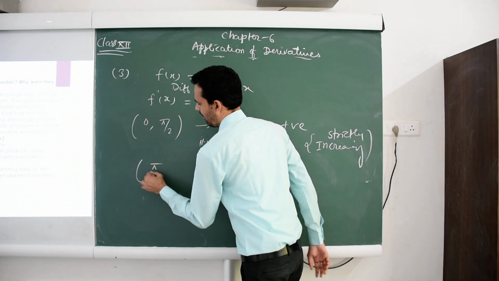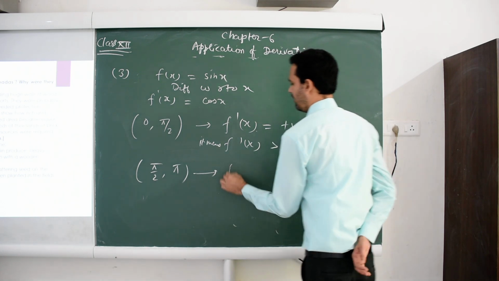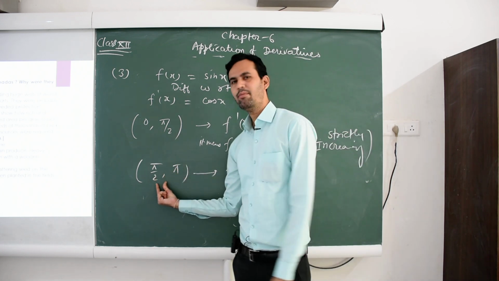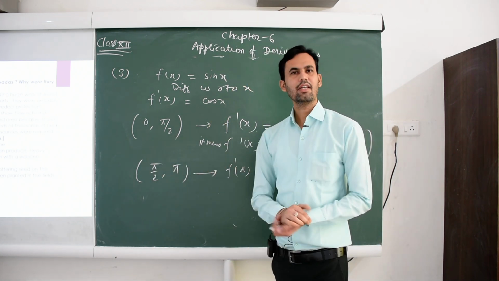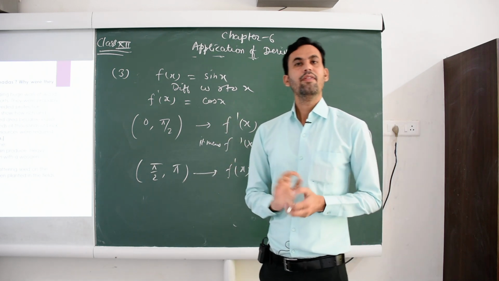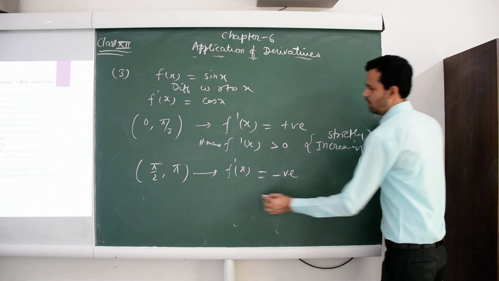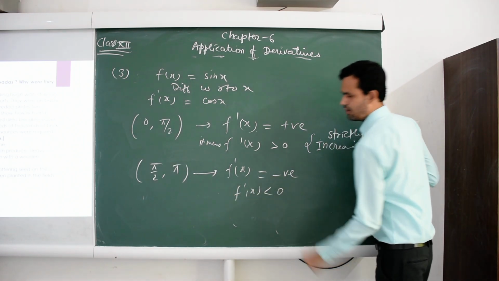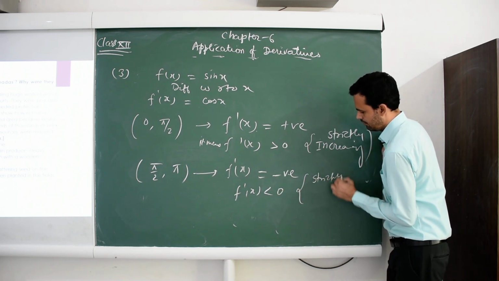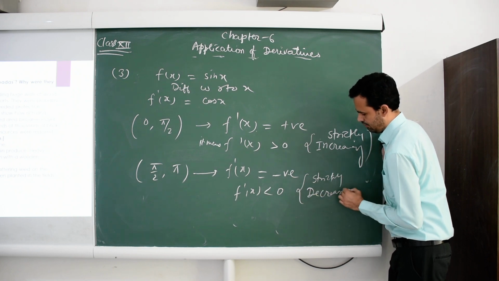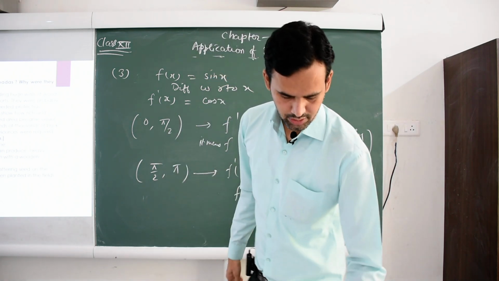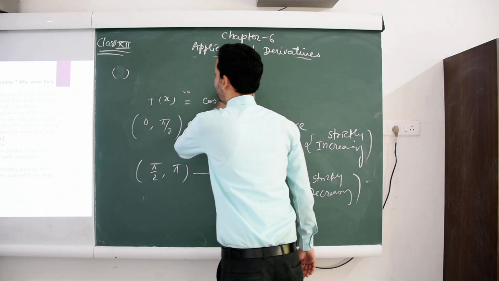Also from pi by 2 to pi, f dash x is negative. Why? Because from pi by 2 to pi the value of cos x is negative in the second quadrant, between 90 and 180. Therefore f dash x is less than 0, and so the function is strictly decreasing. So this type of question is in exercise 6.2. Now next, question number 5.